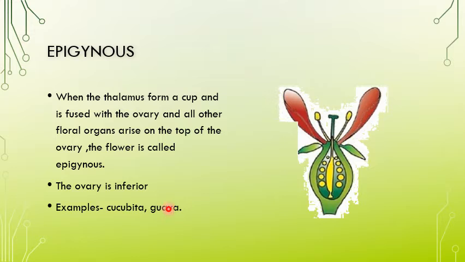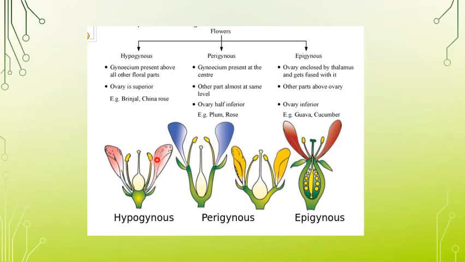Khira. So we are having the hypogynous, in which the ovary is superior, perigynous, in which the ovary is half superior or you can say half inferior, whereas in epigynous, that is ovary is inferior. So in this image you can see that is the hypogynous. Gynoecium present above all the floral parts. Ovary is superior. Example is brinjal and the China rose.